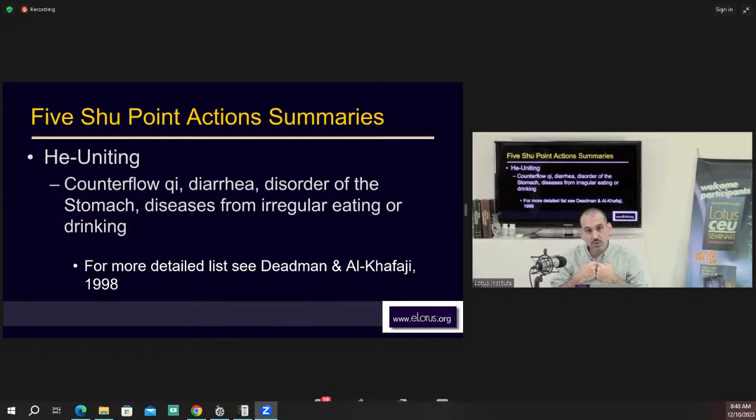Which is why in the Zhenjiu Dacheng, which we saw yesterday, and in several chapters of the Nanjing, it says that the He points are the area where the yang qi enters into a state of Tsang or storage. Okay. So of course, counterflow qi is stuff going out of storage in the wrong direction. So what do you want to do? You want to put it back in the box. Right? So that's the image of what the He uniting point eventually does, which is also why it treats things like diarrhea. Okay? So that's the image of He uniting.